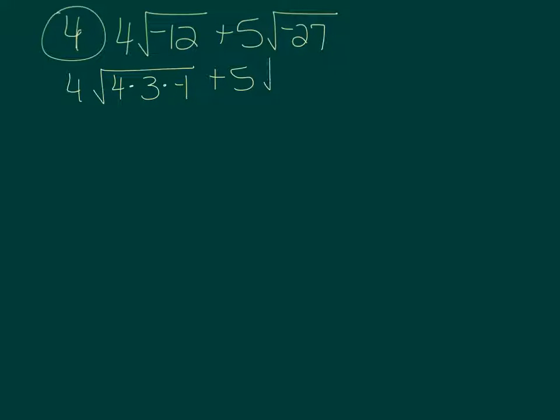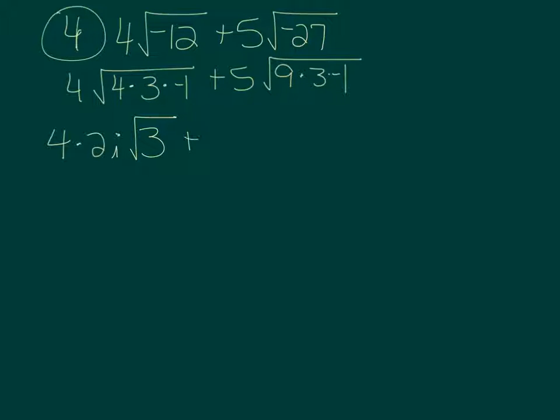So I'm going to do the same thing with negative 27. The perfect square that divides 27 is 9. It's 9 times 3. And I know I have times negative 1, right? So I look at this, I have my outside 4, then the square root of 4, that comes out, so times 2. The square root of negative 1 is i, so that comes out, and the 3 is stuck. It's not a perfect square, so the square root of 3 stays like that.